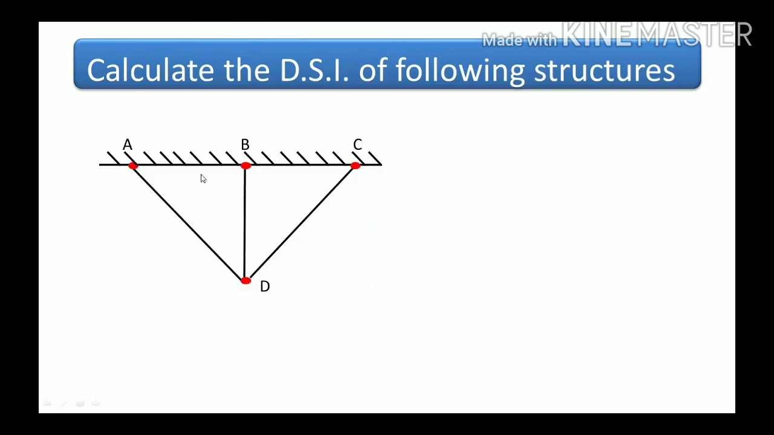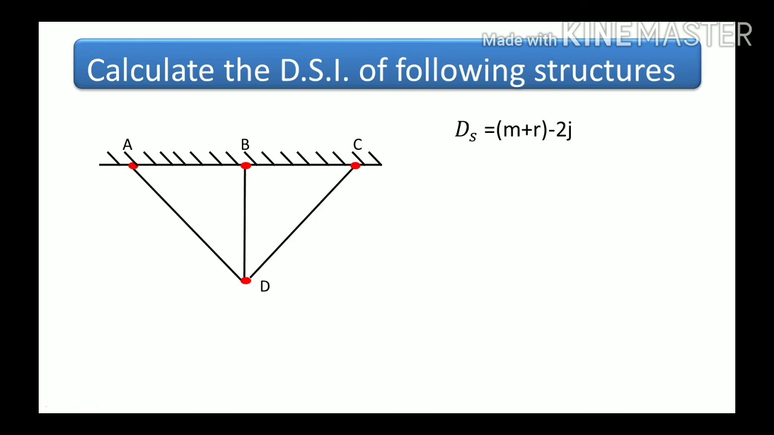Now here this is a frame, here this is a wall A, B, C, with hinges at A, B and C, and here is a member D here. So these are the members joined at D, from A to D, B to D and C to D. Now here joint A, joint B and joint C are hinge supports. Here there are two reactions at each joint.